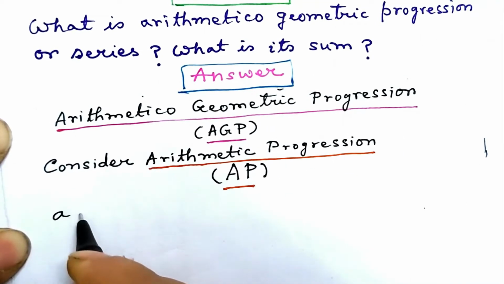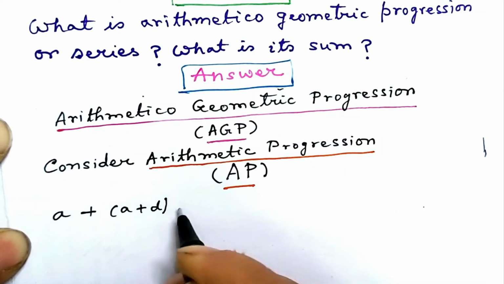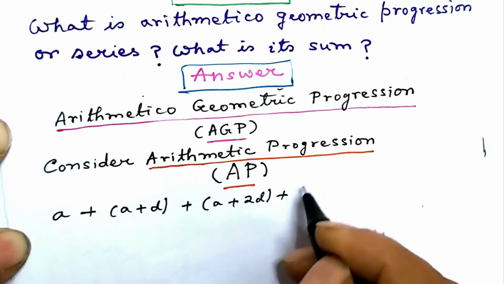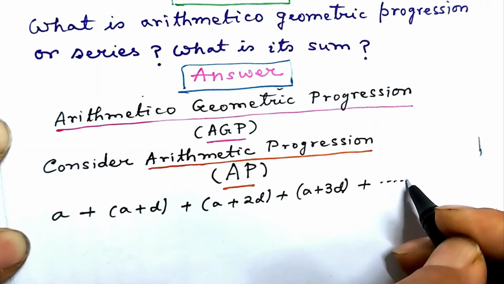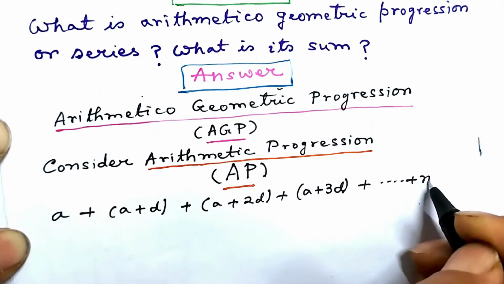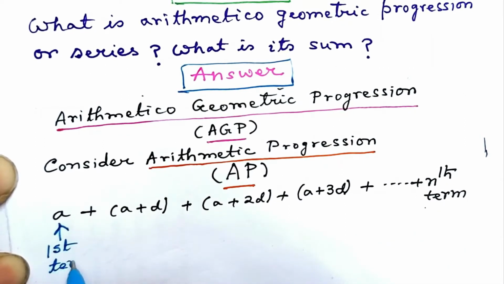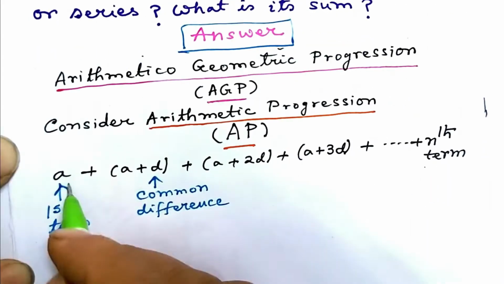First term is say A, second term is A plus D. We shall set D as the difference between the terms. So the third term is A plus 2D, then A plus 3D, and the series continues in this fashion in a disciplined way up to the nth term. A, as we stated, is the first term and D is referred to as the common difference.